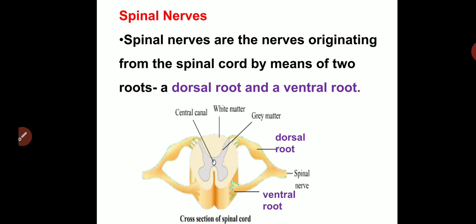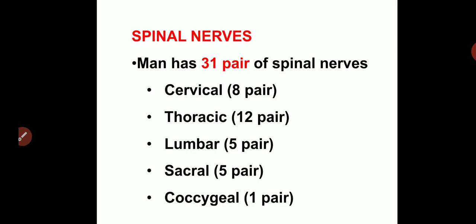So the spinal nerves have two roots, the dorsal root, what is shown in the figure, and the ventral root. As you can see there, the dorsal root has a ganglion, the bulge structure, which is the accumulation of all the cytons or the perikarya of the nerve cells. These spinal nerves are divided into 5 categories.